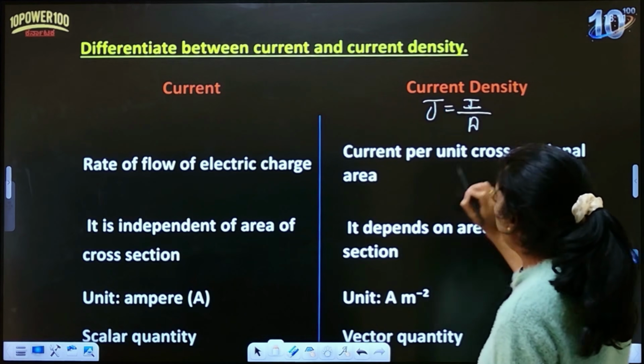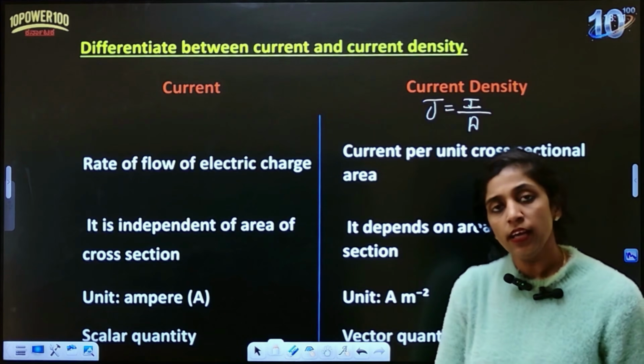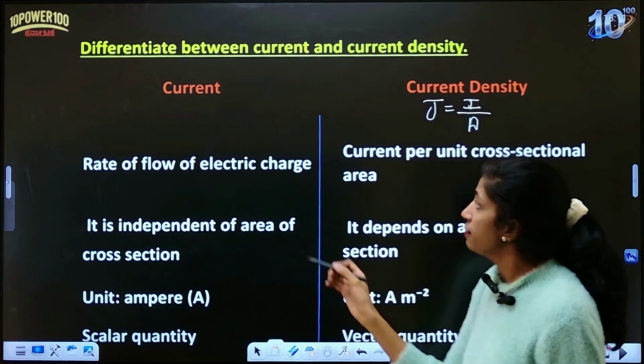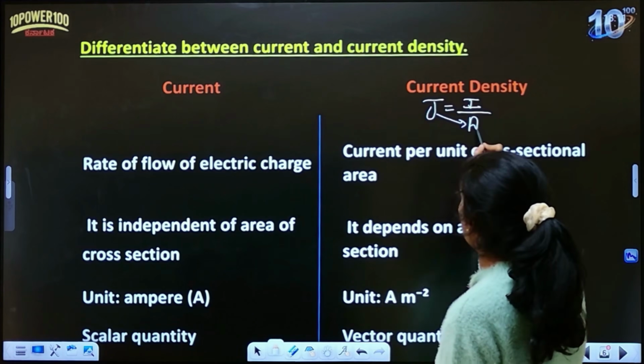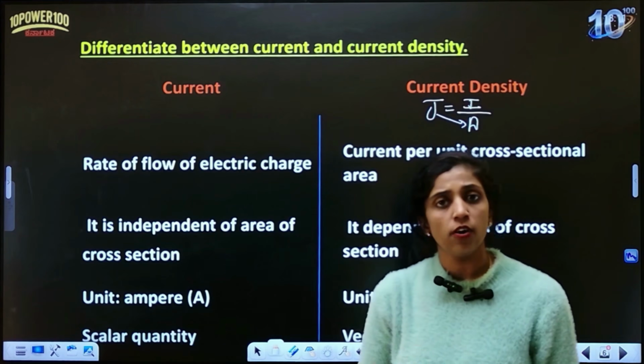So current per unit area of cross section is given by current density. And we can also say that current density depends on area, but current does not depend on any area. It will not depend on the area of cross section.